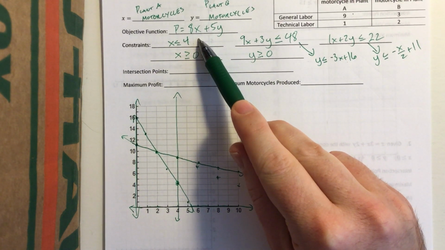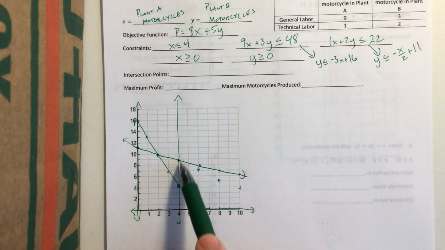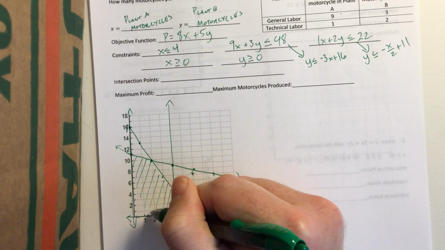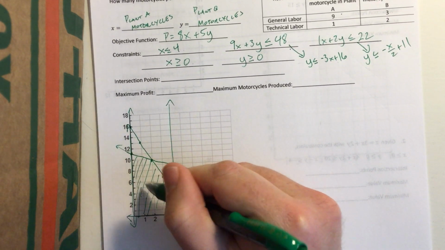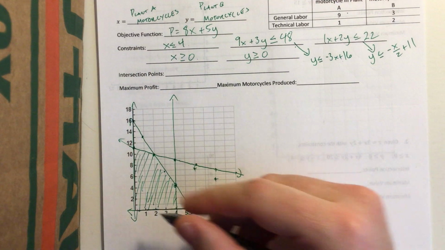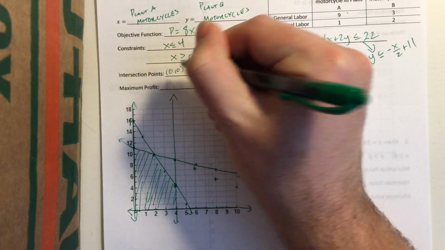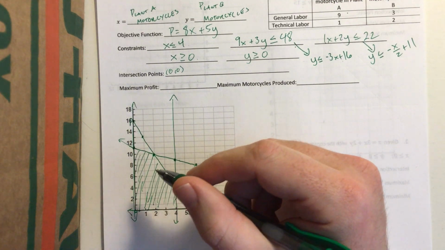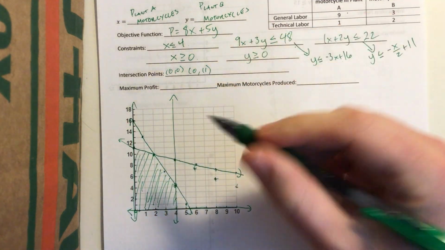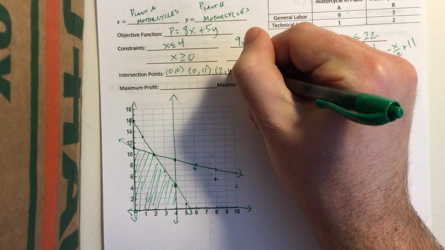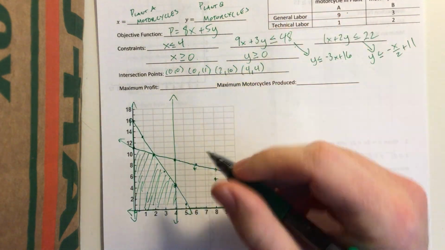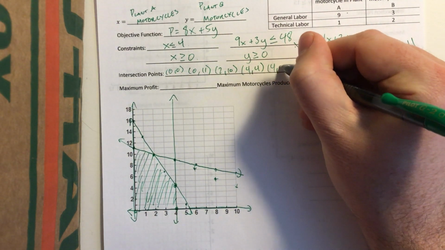And so I'm going to go back to this other constraint, x values less than or equal to 4. So here is that line, less than would be to the left. So we're talking about this region right here. All right, so what are our intersection points? We have an intersection point at (0, 0). We have an intersection point at (0, 11). We have an intersection point at (2, 10). We have an intersection point at (4, 4). And we have an intersection point at (4, 0).